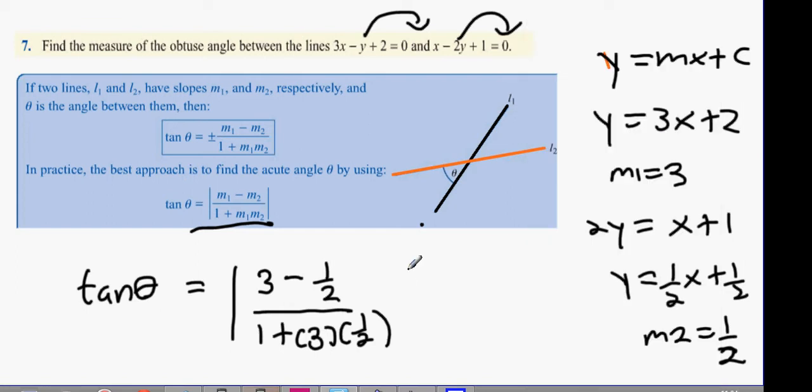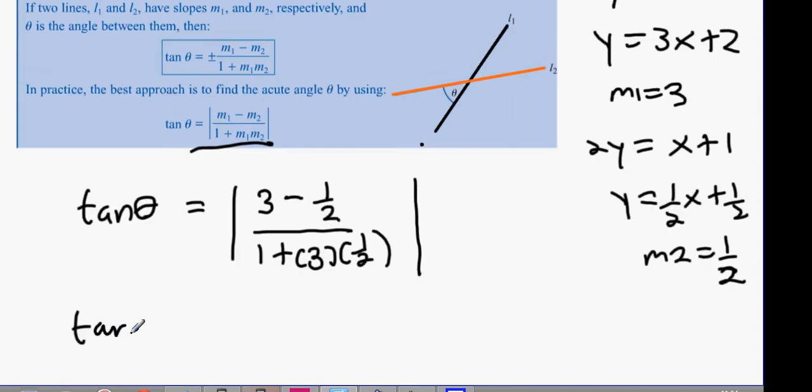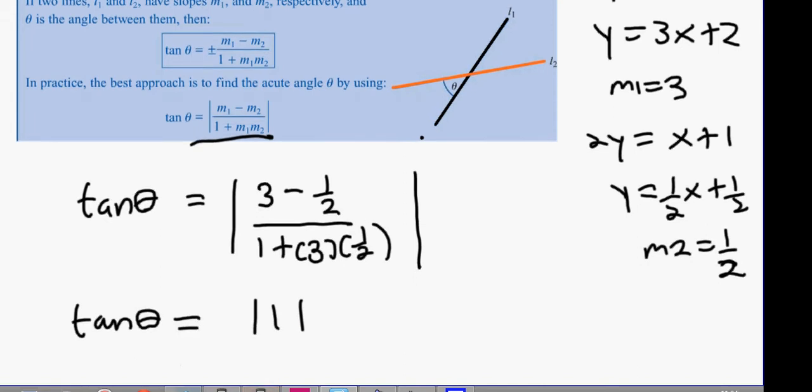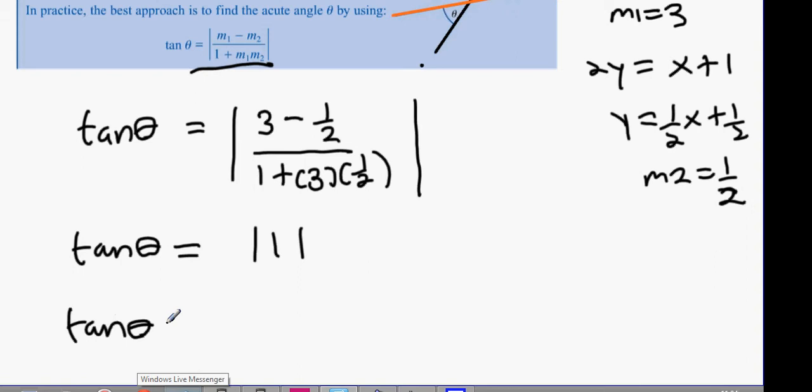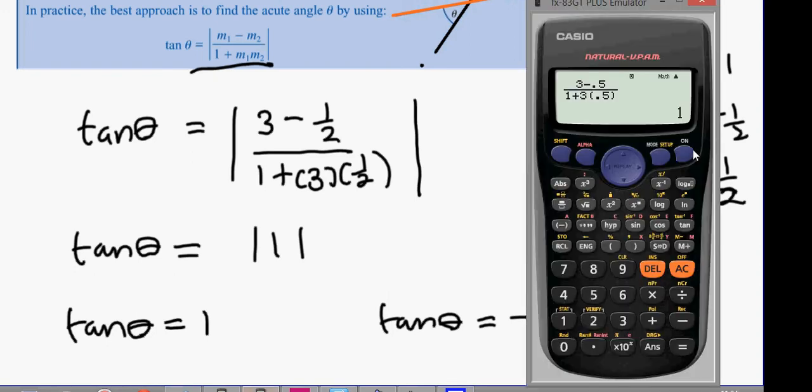Now what this means is this. Tan theta equals the absolute value of 1. This means tan theta equals 1, or tan theta could be equal to minus 1. Now, you go to your calculator and you do this every time to finish it off. You have to find out what angle, when you put it into tan, gives the number 1.